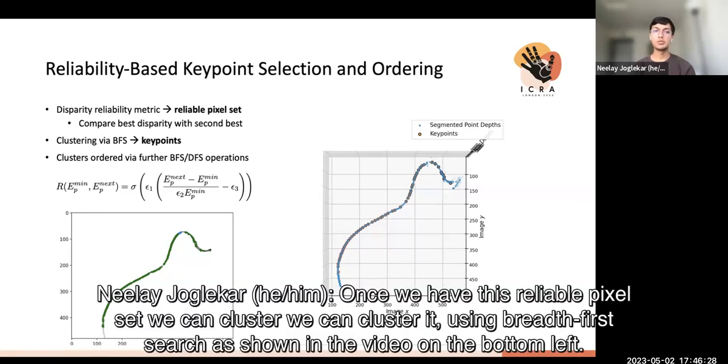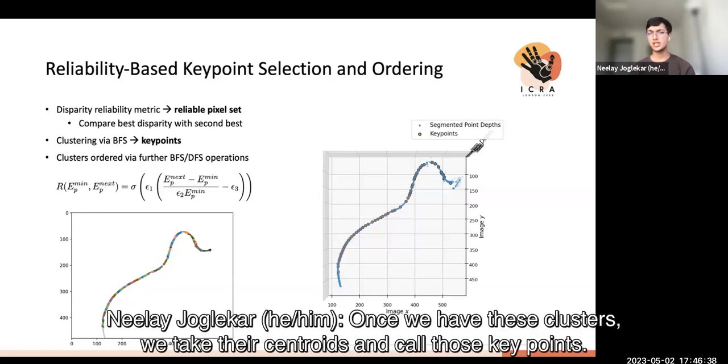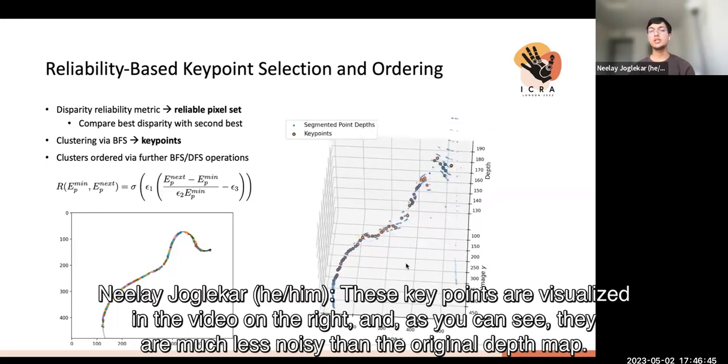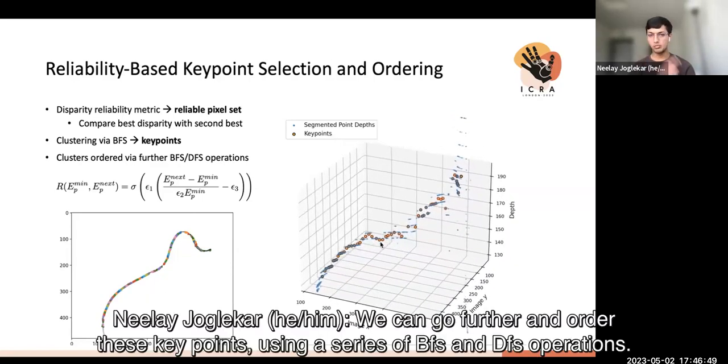Once we have this reliable pixel set, we can cluster it using breadth-first search, as shown in the video on the bottom left. Once we have these clusters, we take their centroids and call those keypoints. These keypoints are visualized in the video on the right, and as you can see, they are much less noisy than the original depth map. We can go further and order these keypoints using a series of BFS and DFS operations.